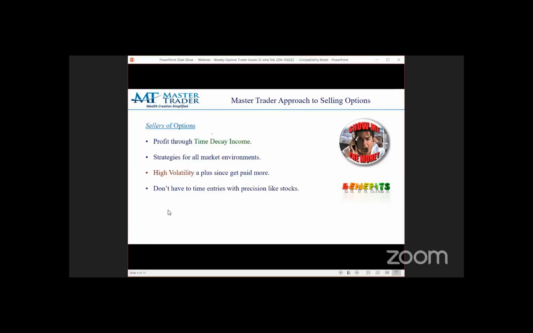You don't have to time entries with precision, like I mentioned. So we're just getting paid to predict where the stock is not going. And we're doing this for a short amount of time. Our Master Trader weekly options trading advisory, we only give recommendations where the option expires in 10 days or less. So that's the length of the prediction that we are making, a maximum of 10 days.